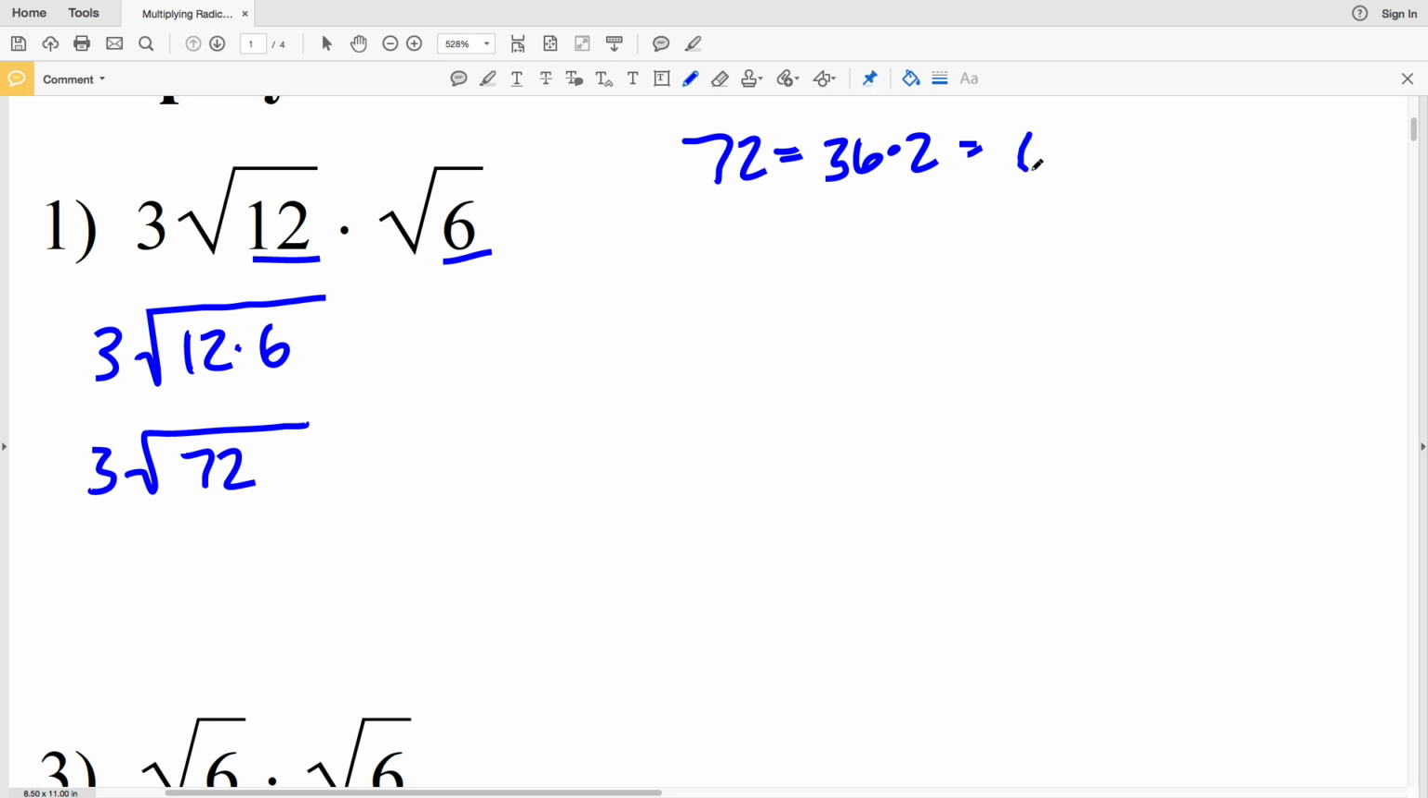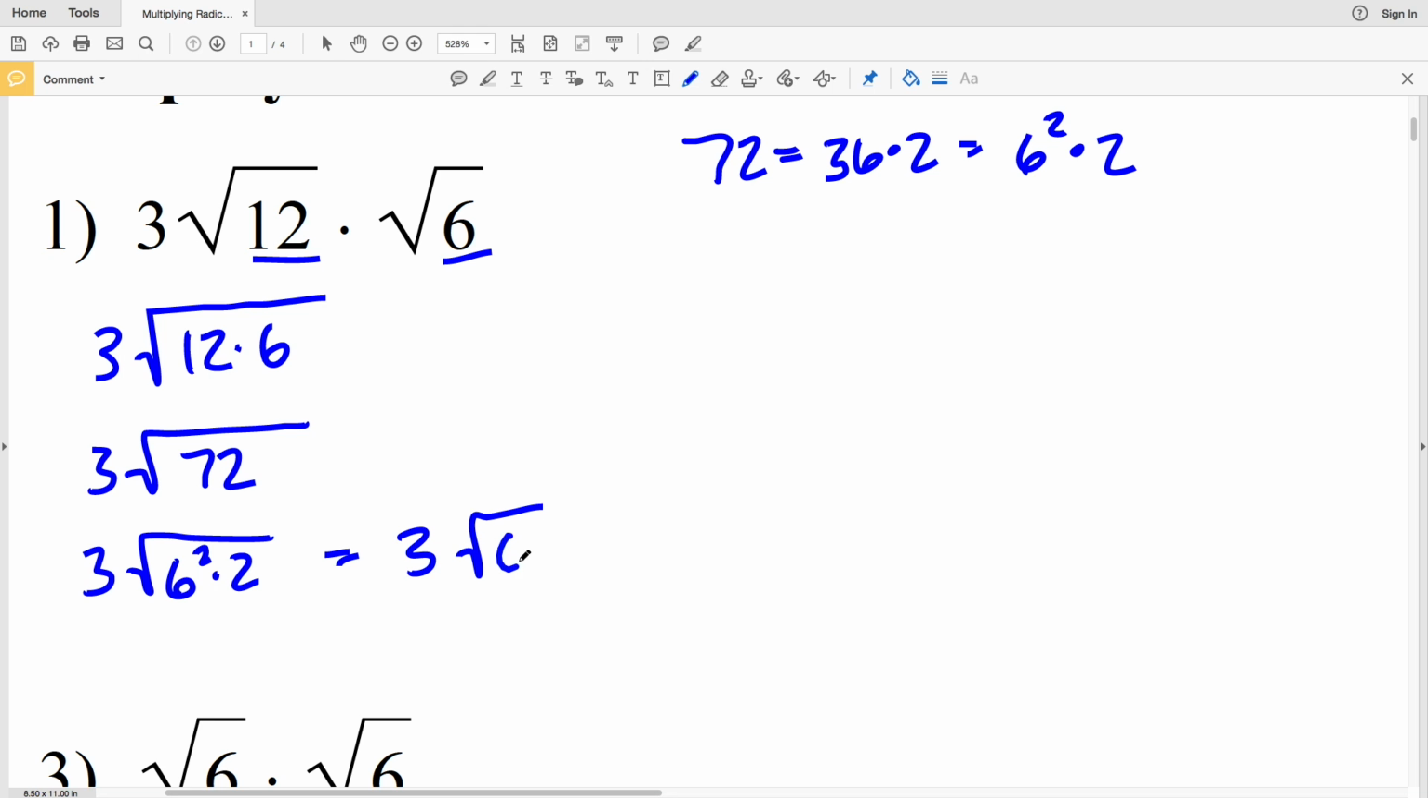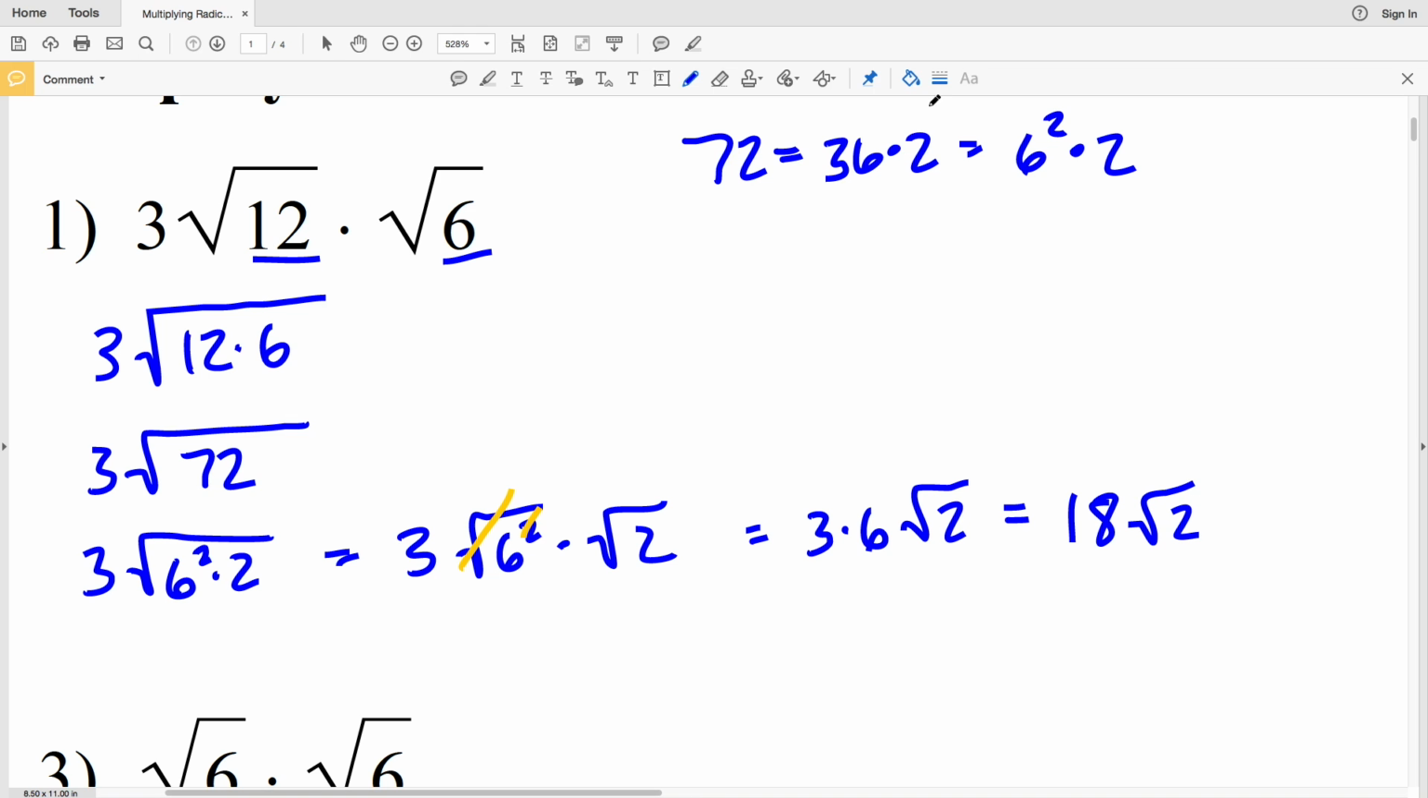So I can write 36 as 6 squared, and then multiplying that by 2 gives me 72. So I'll have 3 times the square root of 6 squared times 2, then I'll be able to pull out that 6 because I'll have 3 times the square root of 6 squared times the square root of 2, so splitting my radical back up, and then pulling out that 6 because the square root of 6 squared is 6. So I'll get 3 times 6 times the square root of 2, and 3 times 6 is 18. So my final solution in number 1 is 18 times the square root of 2.